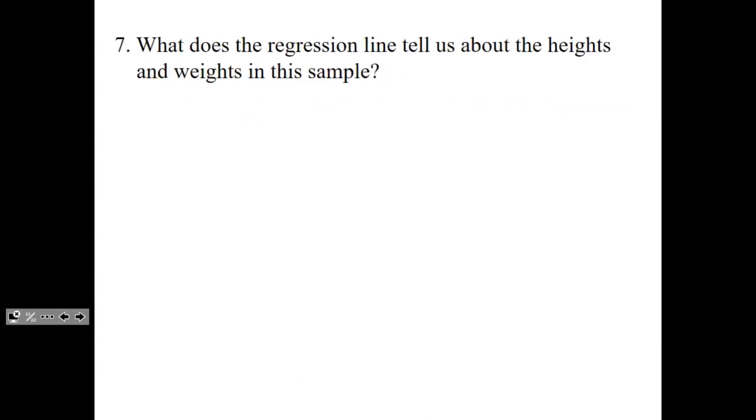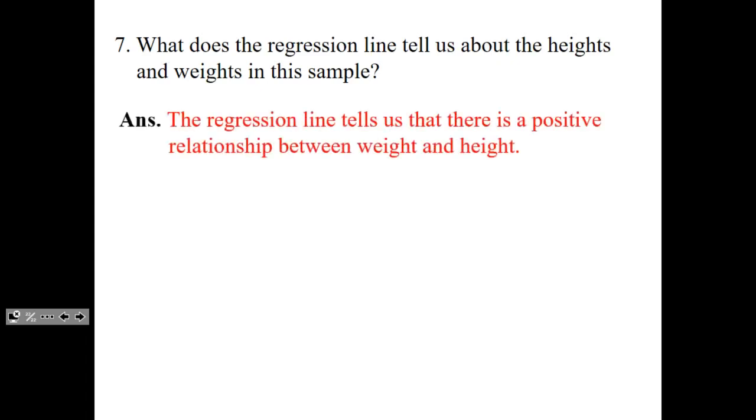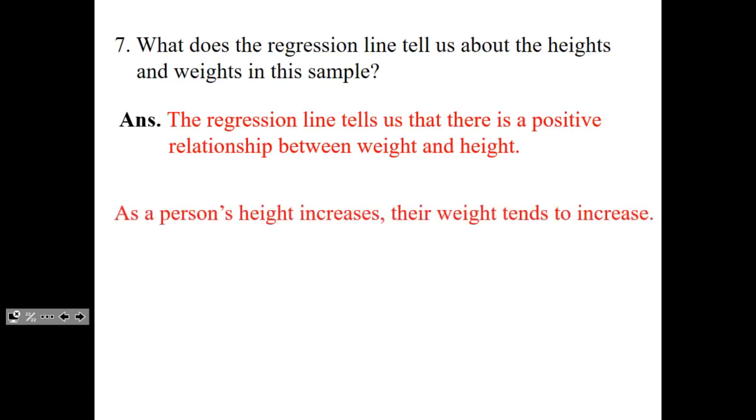And that's it. That's how we use these. Last thing, what does the regression line tell us about heights and weights in this sample? Well, the regression line tells us there's a positive relationship between weight and height. That's the same thing that R told us. Remember, R is controlling the slope of our regression line. As a person's height increases, their weight tends to increase. It kind of makes sense.